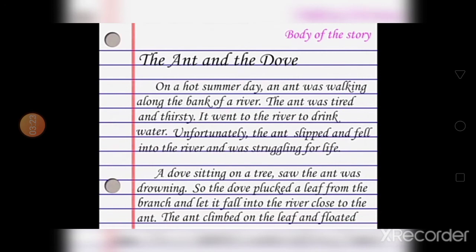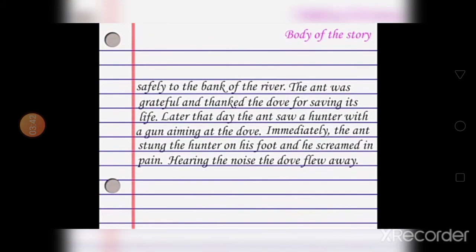See the body now. A dove sitting on a tree saw the ant was drowning. So the dove plucked a leaf from the branch and let it fall into the river close to the ant. The ant climbed on the leaf and floated safely to the bank of the river. The ant was grateful and thanked the dove for saving its life.